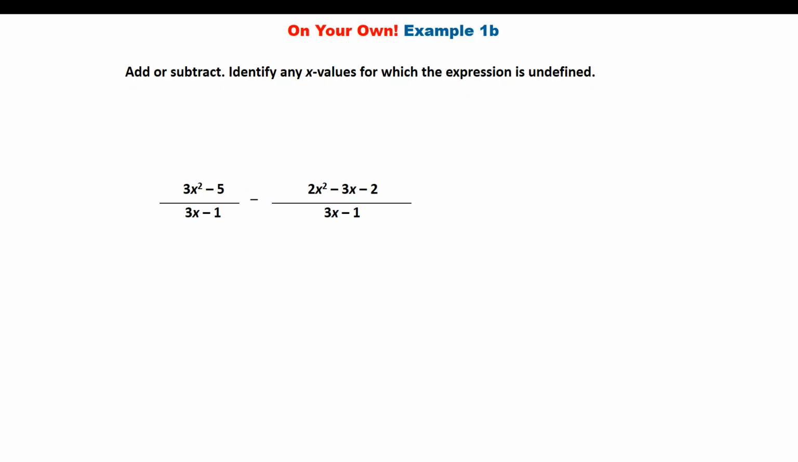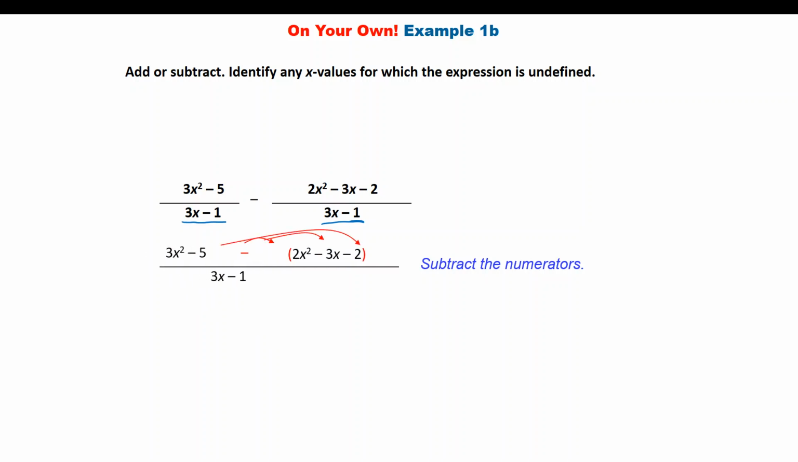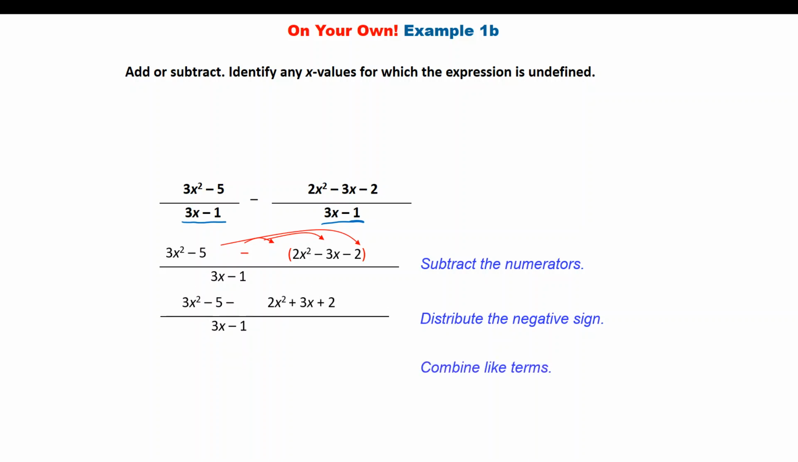Okay, so I hope you were able to get that pretty easy. The first thing we check is, does it have a common denominator? Yes, it does. So next we just have to subtract our numerators, but before we can do that, we have to be sure to distribute our negative sign to everything. And once I've done that, then I can go ahead and combine the like terms, and you end up with x squared plus 3x minus 3 over 3x minus 1.